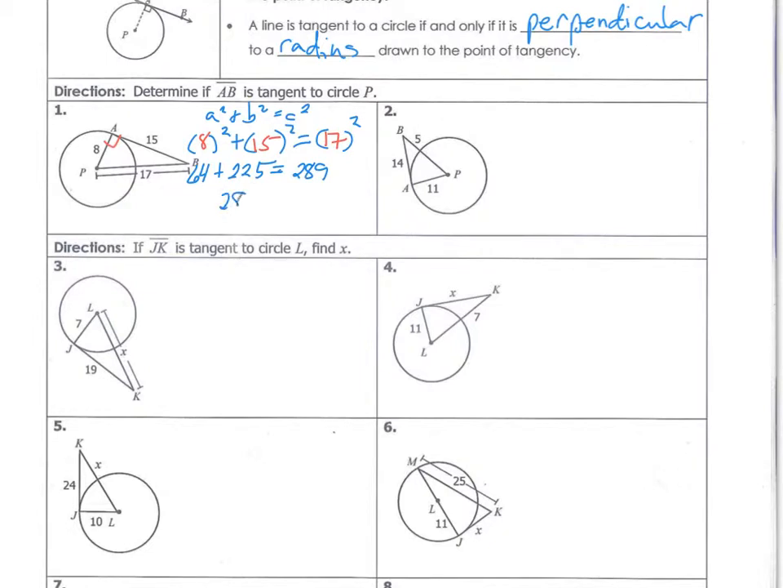So 289 does indeed equal 289. Isn't that a check? So yes, segment AB is tangent to circle P. I'm just going to put the notation circle P.